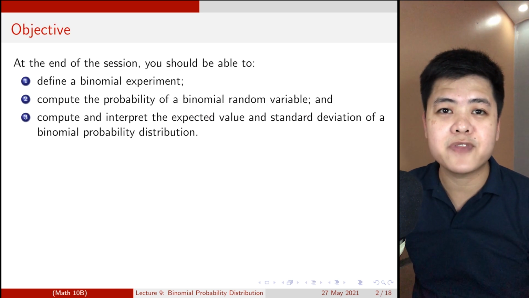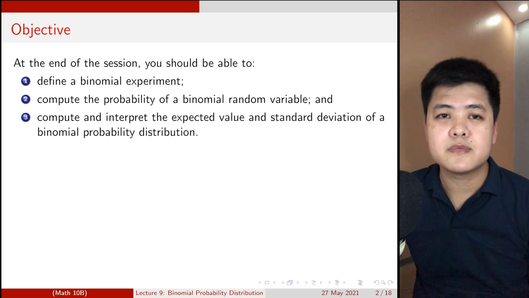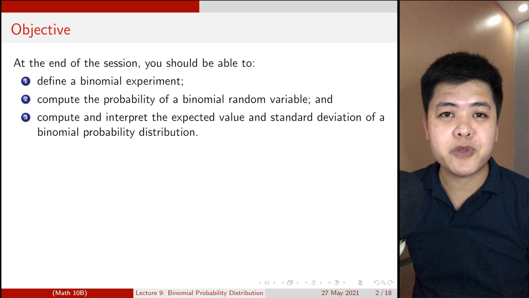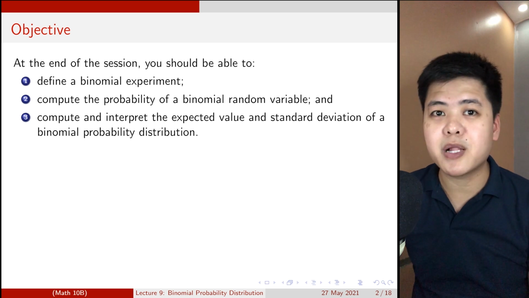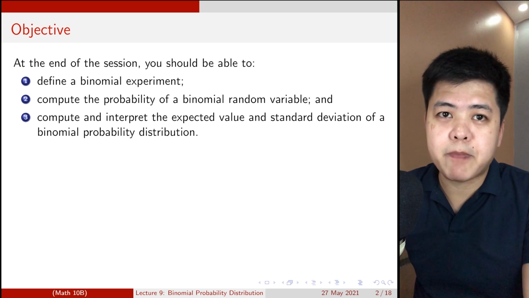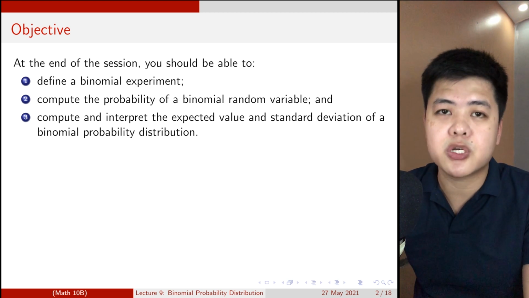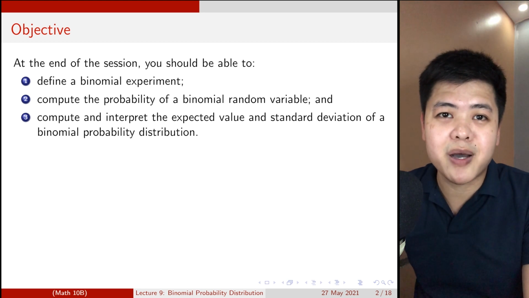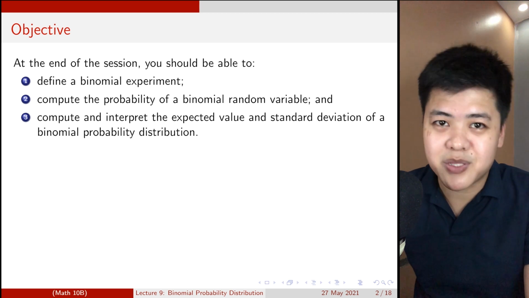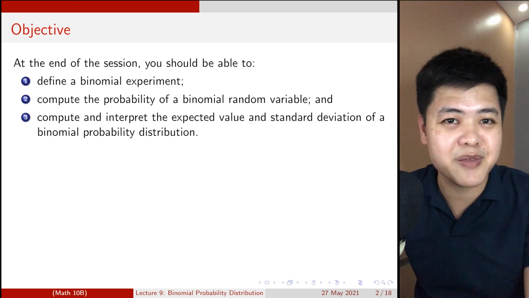At the end of the session, you should be able to, number 1, define what a binomial experiment is; number 2, compute the probability of a binomial random variable; and number 3, compute the mean and standard deviation of a binomial probability distribution. Binomial probability distribution is a special type of discrete probability distribution. For lecture number 10, we'll talk about one of the most useful continuous probability distributions, which is the normal distribution. But for now, let's talk about the binomial random variable first.